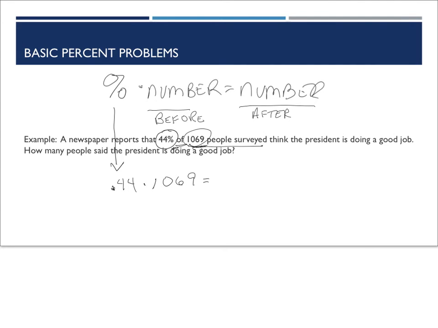So it goes over there, and to solve, we do what it says. Both numbers are on the same side of the equal sign, so I just multiply 0.44 times 1,069. Turns out to be 470.36, which we don't talk about fractional parts of people. So the answer, when we round it to the nearest whole number, is 470.